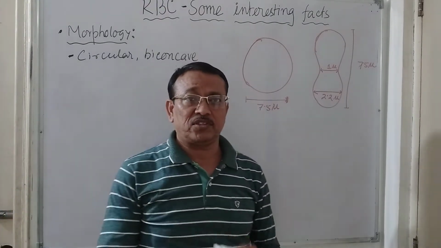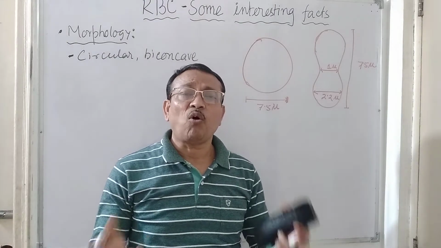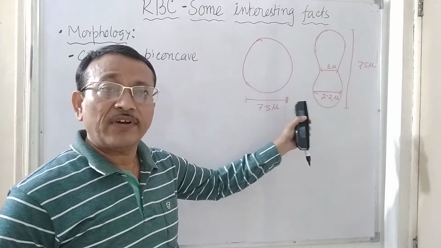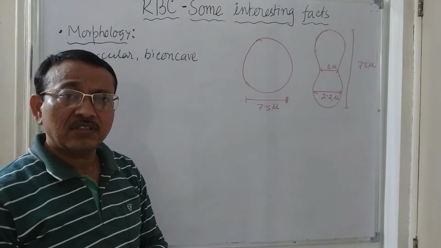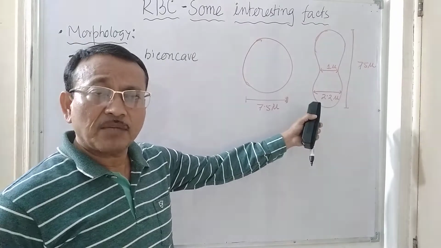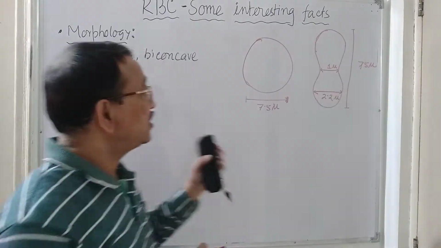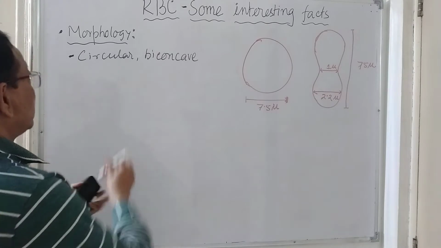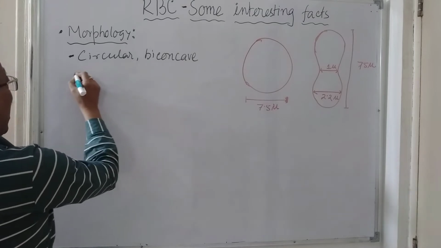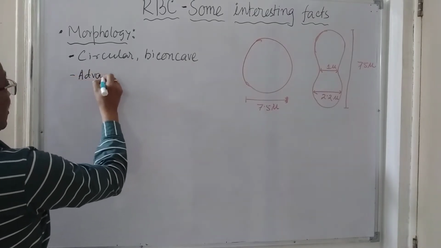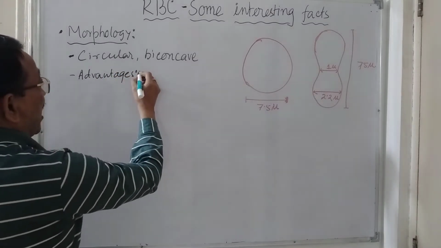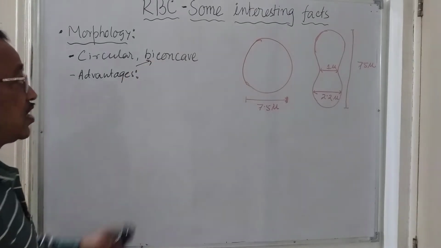Now here the question comes: why is the RBC having this type of biconcave disc-like structure? What are the advantages of this type of shape, that is the biconcave shape? So let us see regarding that. Advantages of the biconcave structure of the RBC.